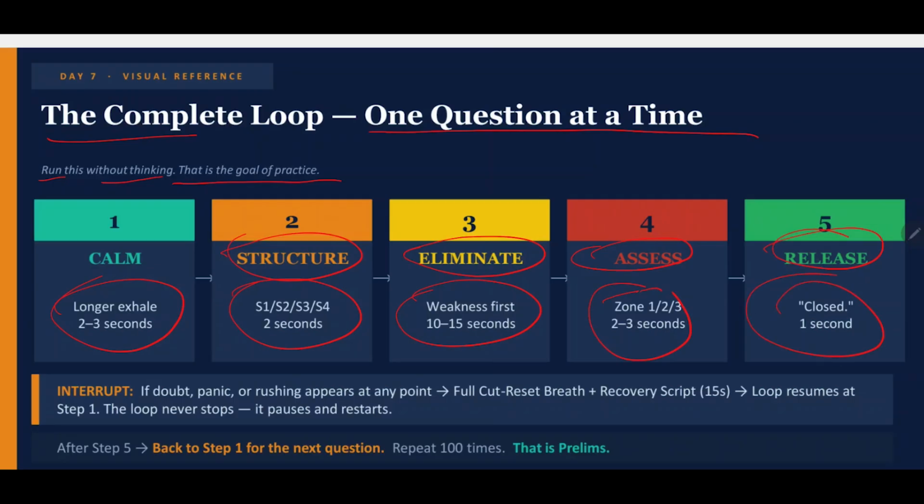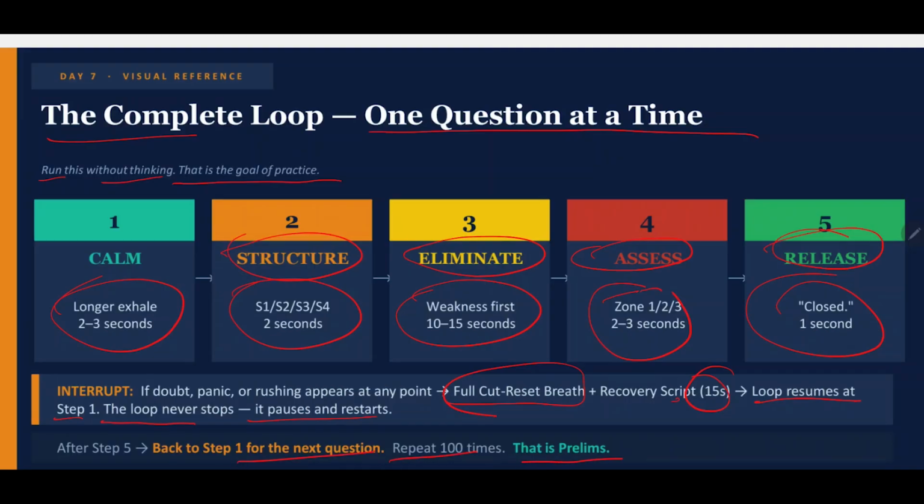Interruption. If doubt, panic or rushing appears at any point, do a full cut, reset, breath. Day 2, press recovery, skip 15 seconds. The loop resumes at step 1. The loop never stops. It pauses and restarts. After step 5, back to step 1 for the next question. Repeat 100 times. That is the prelims.